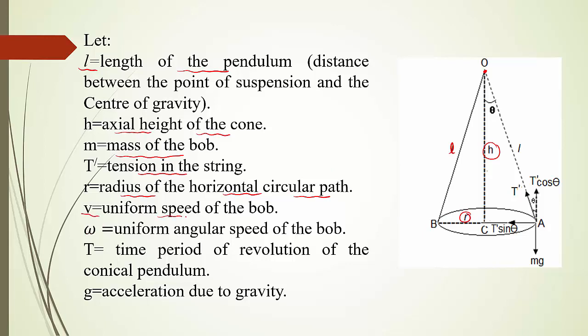V is the uniform speed of the bob. Omega is the uniform angular speed of the bob. T is the time period of revolution of the conical pendulum. What is time period? Time taken to complete one rotation. Then g is acceleration due to gravity. Is it clear about the diagram?